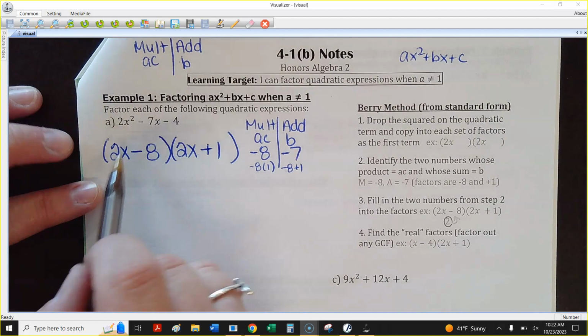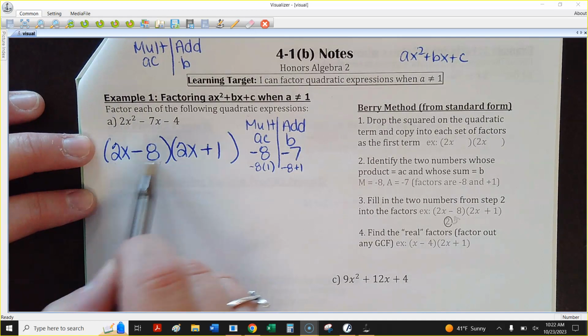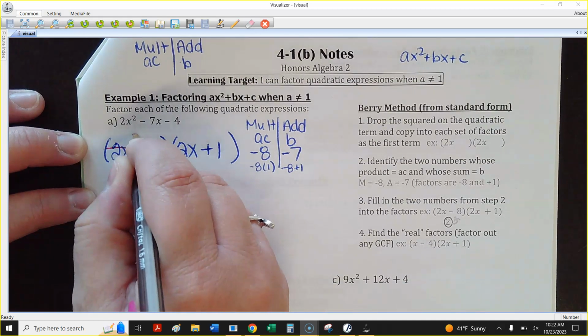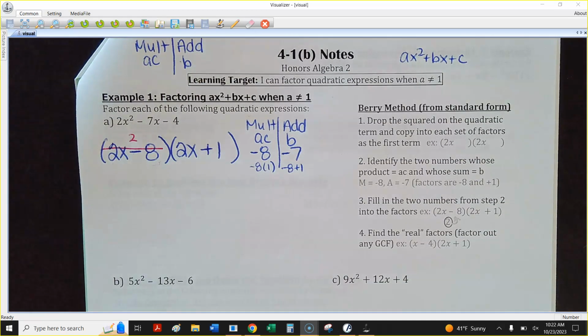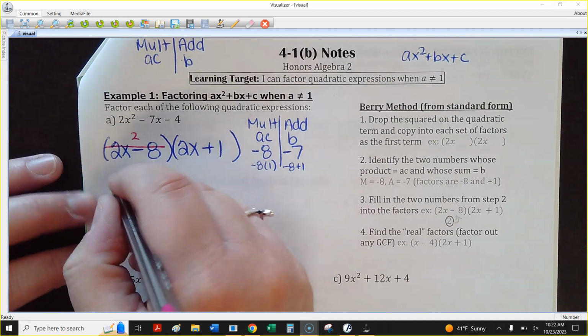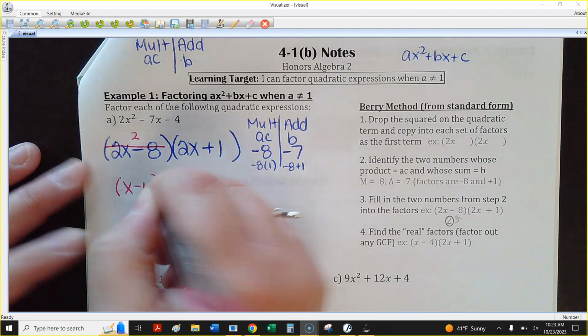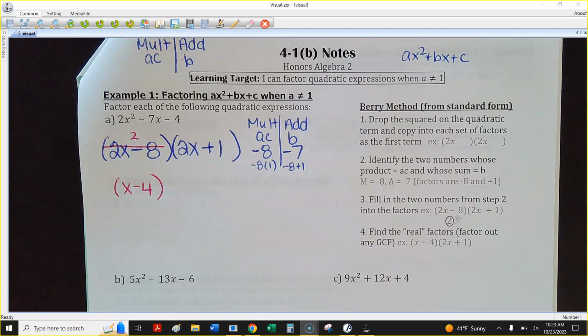So for this first factor I wrote 2x minus 8. Both of these terms are divisible by 2. So that's not the real factor. Now, like I said, this is just a trick to this method. You don't pull a 2 out in front or anything like that. You're literally just going to disappear 2 out of that, basically like reducing it. And so x minus 4 would be the real factor. Just dividing both of those by 2.